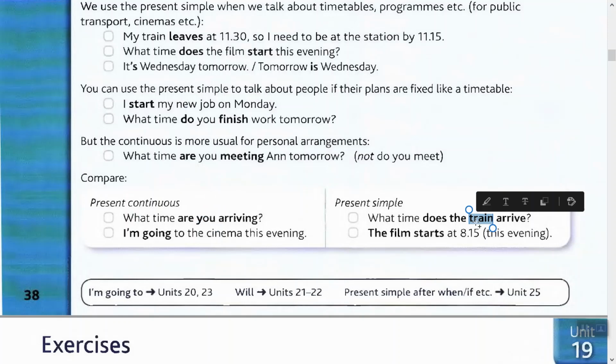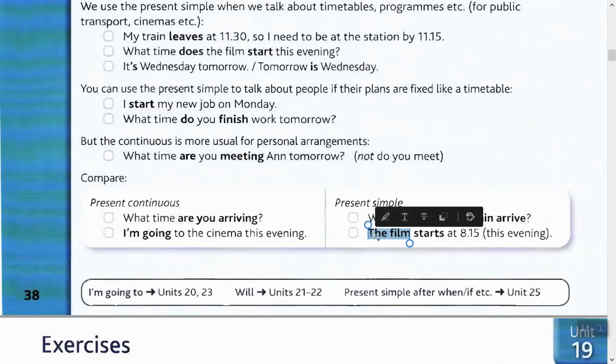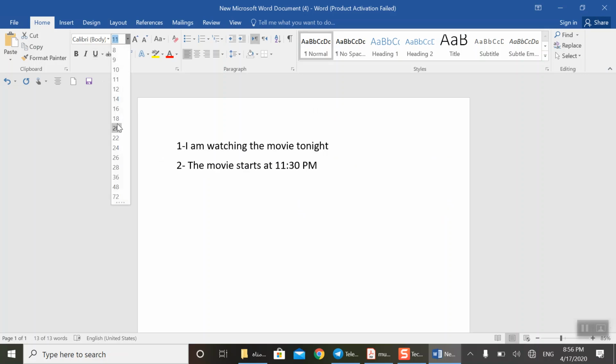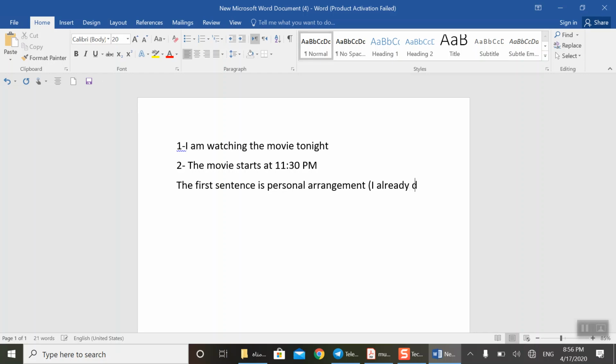And the train is an object, a thing, which is timetable. I'm going to the cinema this evening. Personal, I already arranged, I already decided. But the film starts, the film timetable. Here we have many exercises. I'm watching the movie tonight, the movie starts at 11:30 p.m. The first sentence is a personal arrangement. It means I already arranged to watch.